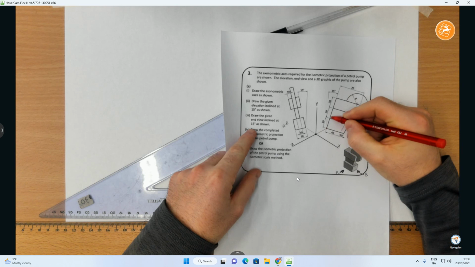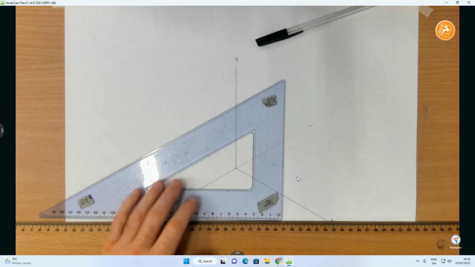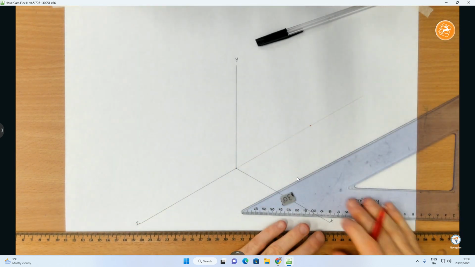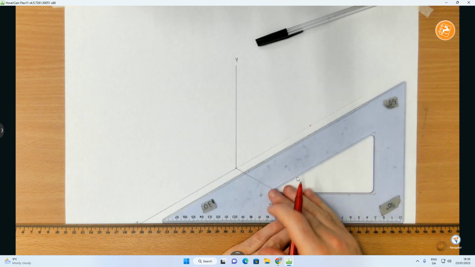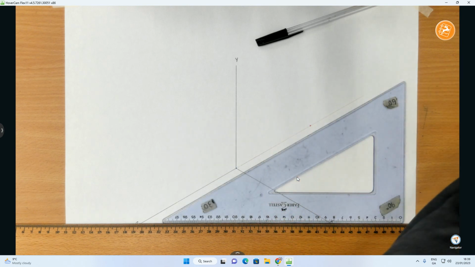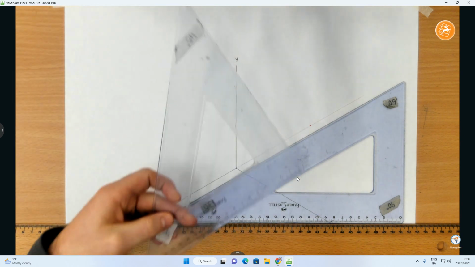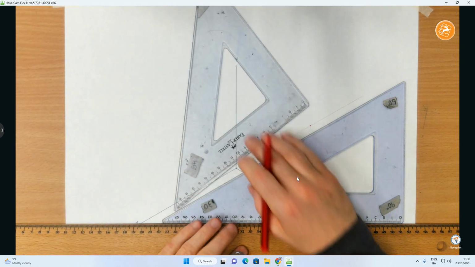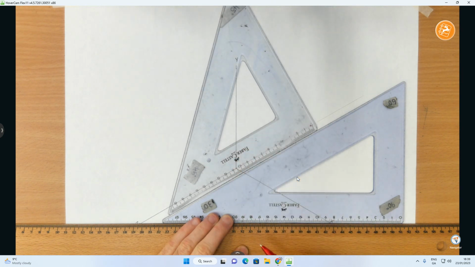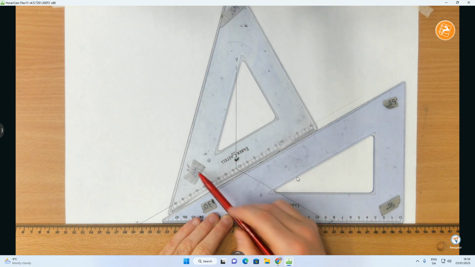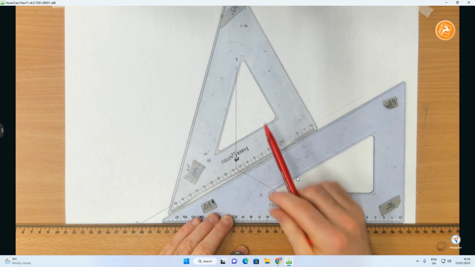This line here is at an angle of 75 degrees. So there's a little method we can use for that. If you use two set squares together, a 30, 60 degree set square, with the 30 degree set square sitting down like this on your t-square, and then get your 45 degree set square and put it sitting on top of the 30, 45 plus 30, two angles added together equals 75.